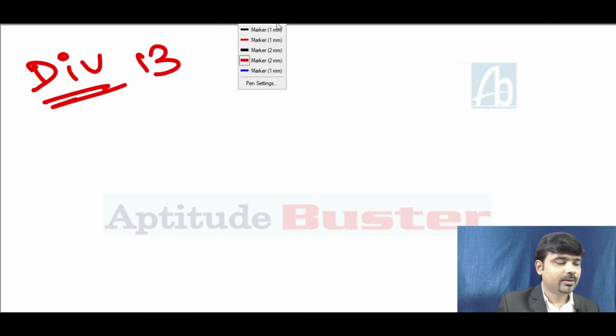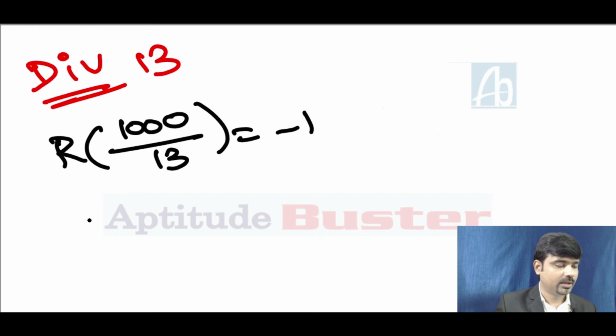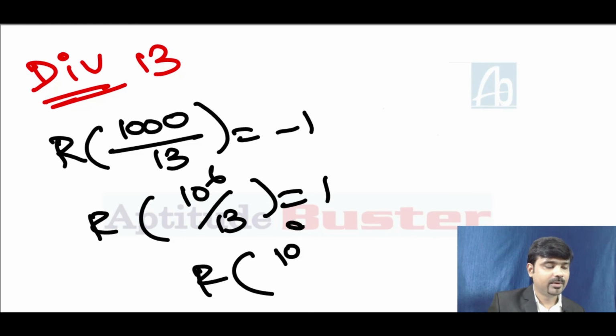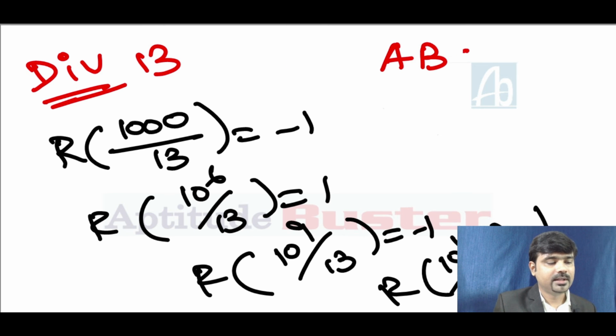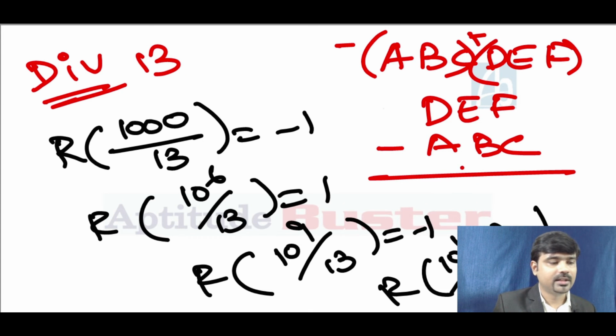Divisibility rule for 13. One more thing, the divisibility rule for 13 and divisibility rule for 7 are both the same. The reason is 1000 divided by 13, the remainder is minus 1. Next, 10 power 6 divided by 13, the remainder is plus 1. 10 power 9 divided by 13, the remainder is minus 1. 10 power 12 divided by 13, the remainder is plus 1. So minus 1, plus 1 every 3 digits. If I take a number like A, B, C, D, E, F, put last 3 digits plus, next 3 digits minus. So D, E, F minus A, B, C. If it is divisible by 13, that means the whole 6-digit number is divisible by 13.